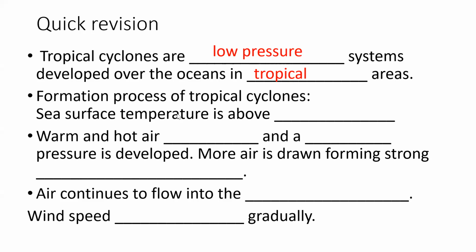Okay, so formation process of tropical cyclones. Sea surface temperature is about, Safar has said, 26 degrees Celsius. Good. So warm and hot air rises or falls? It rises and a high or low pressure is formed. High or low pressure is formed here? Yeah, it's not high pressure, it's low pressure is formed.